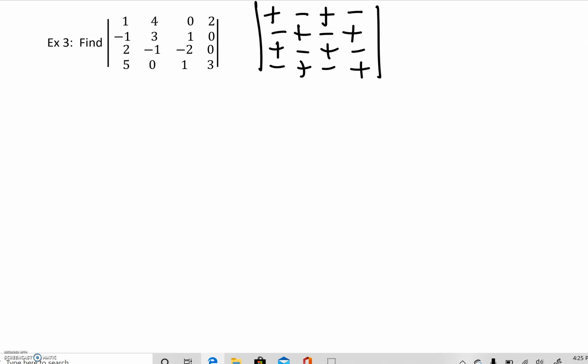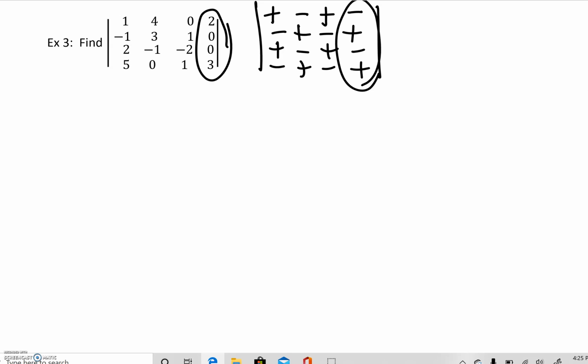And there you have it. And so you can choose any row or any column and match it with its pattern. I'm going to choose this last column because there's 2 zeros and it's going to cut down on some work for me. So that column would go with this one. So there's my signs that I'm going to use.